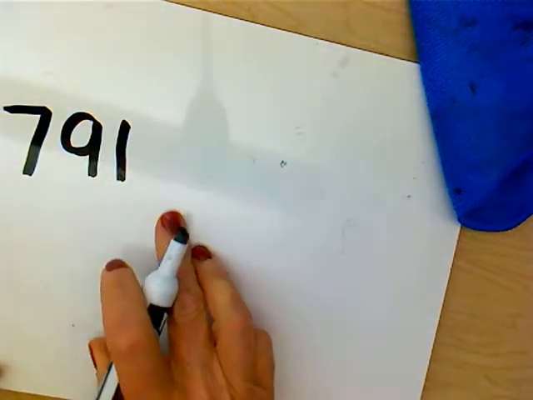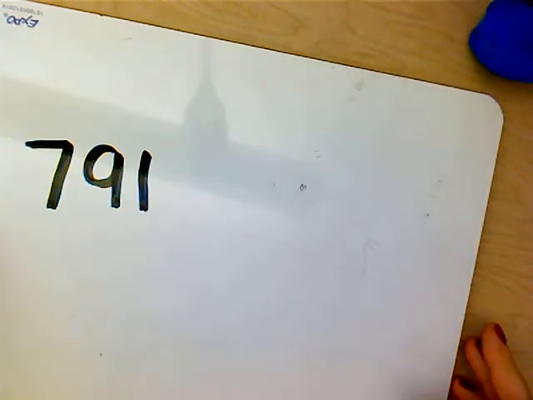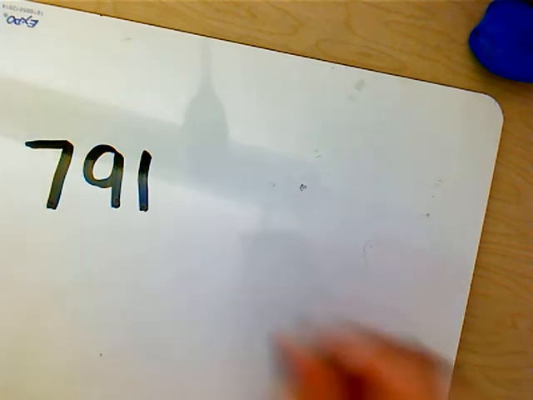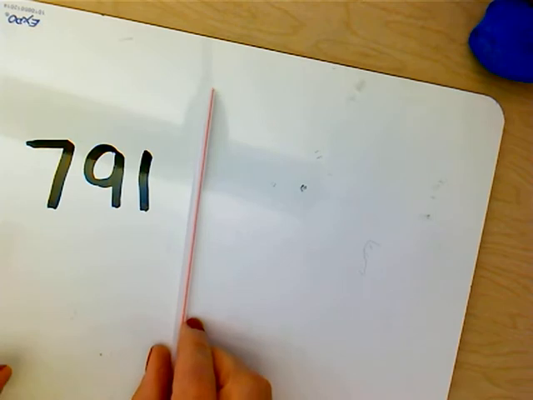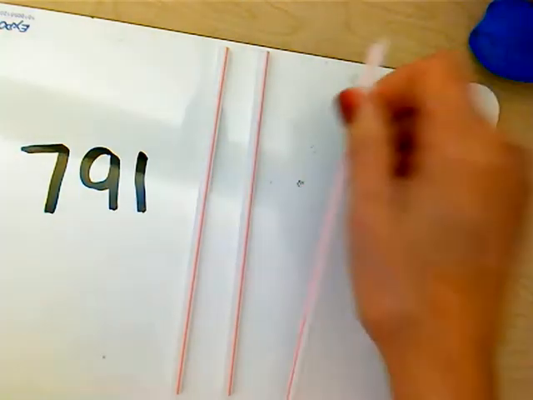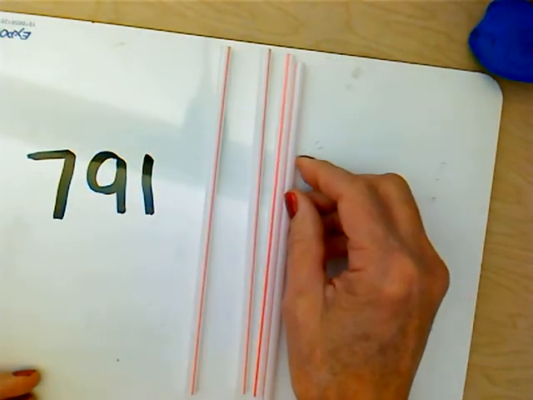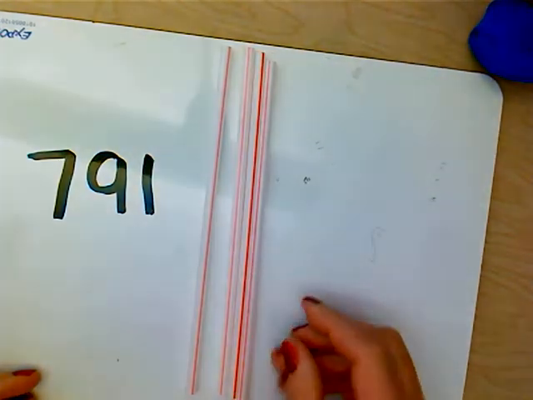So this time I am going to start counting at 791. I want to get from 791 up to 800. Well, I'm going to start at 791, and I'm going to continue to count by ones. 791, 792, 793, boy, that's sliding around. 794, remember I want to get up to 800.